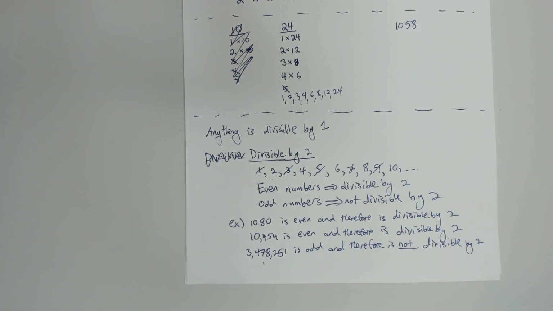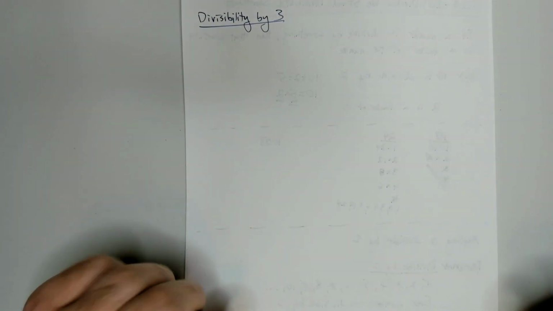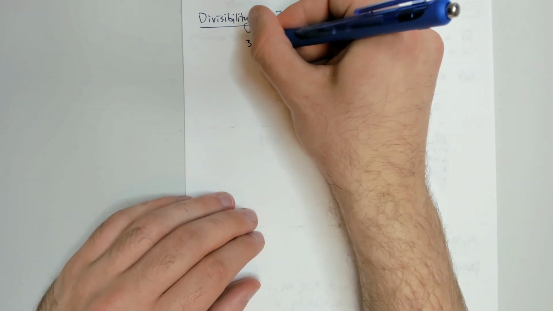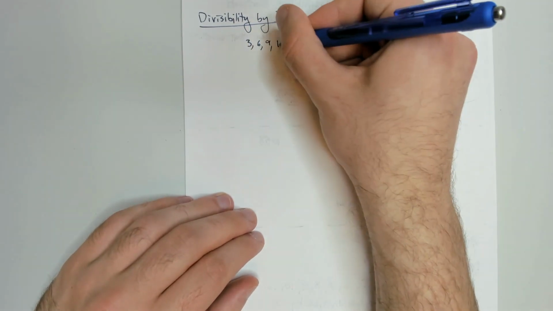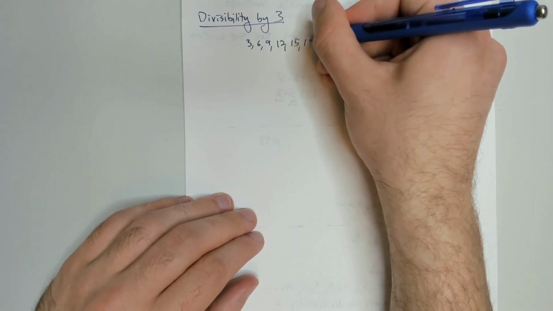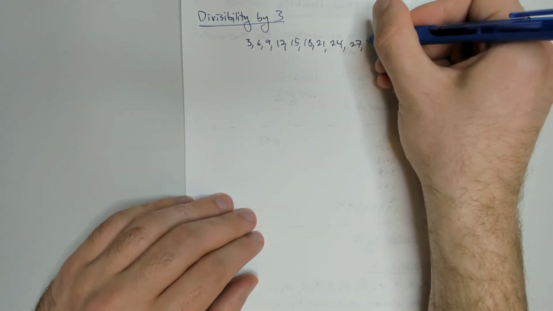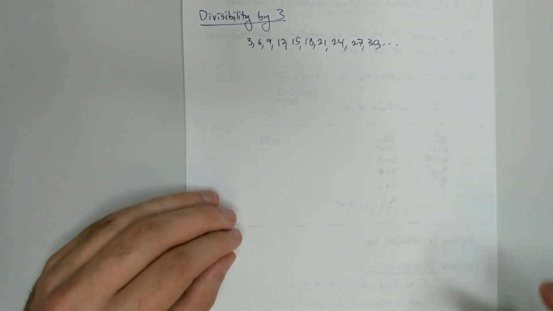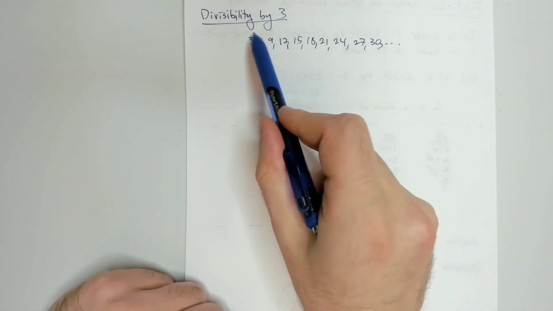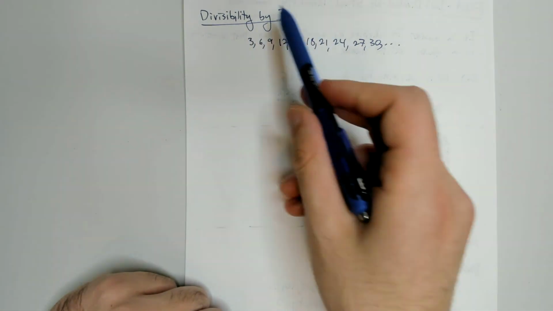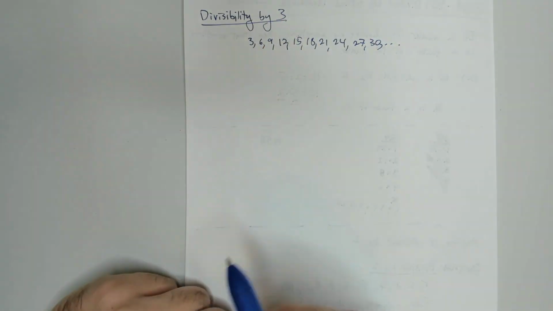Now let's check it for divisibility by 3. So let's list some of the numbers that are divisible by 3, which we just get by counting by 3's. So that's 3, 6, 9, 12, 15, 18. Right, just like this, and we can keep going. And counting by 3's, these are also the multiples of 3. So we can say that all the multiples of 3 are divisible by 3.